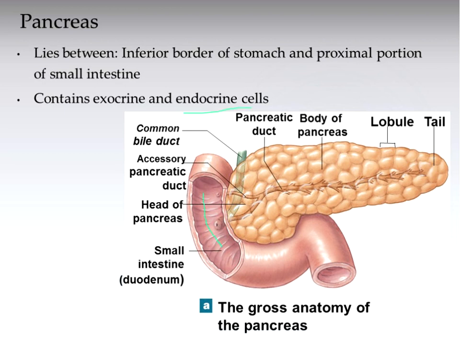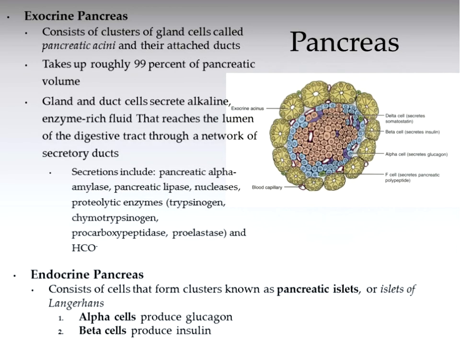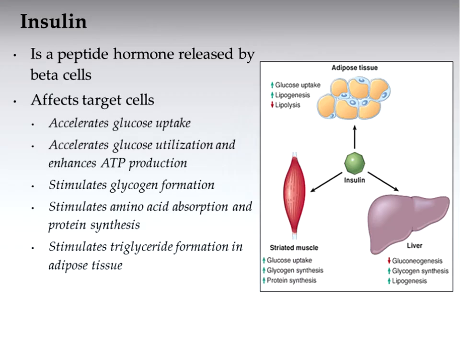So the exocrine part is all the enzymes that get shot into the small intestines. The endocrine part is going to be the alpha and beta cells that make two key hormones. Insulin when glucose levels are high in our blood, glucagon when glucose levels are low in our blood, right? Insulin is a peptide hormone. Its main effect is to help get glucose into cells, okay?